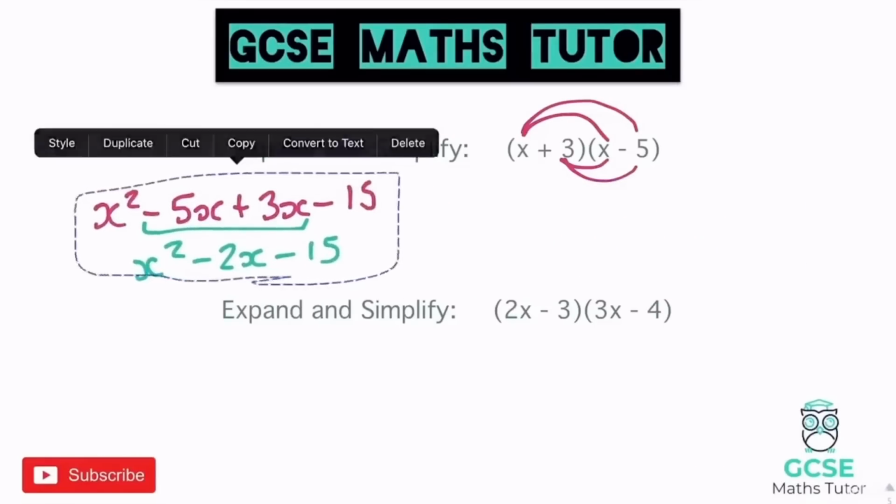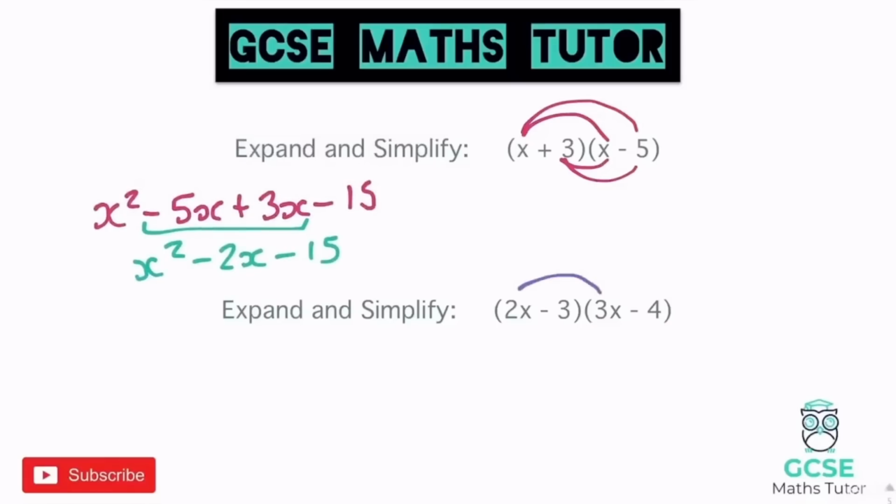Just about. Okay, so 2x times 3x, 2 times 3 is 6, x times x is x squared, so we'll get 6x squared. 2x times 4 is 8x, that's negative 4, so it's negative 8x. Negative 3 times 3x is, well, 3 times 3 is 9, so negative 9x. And then negative 3 times negative 4 will give us positive 12. 3 times 4 is 12, and it's a negative times a negative.